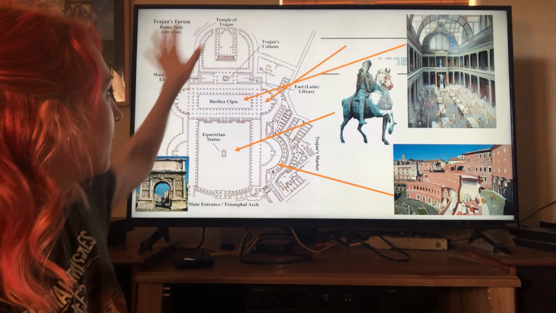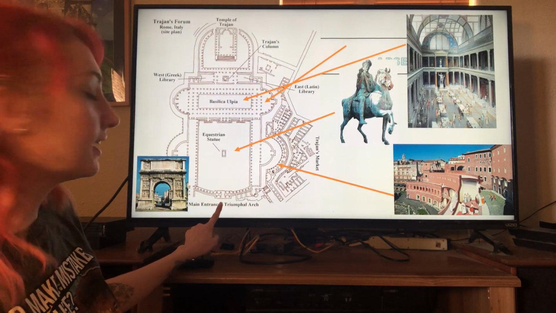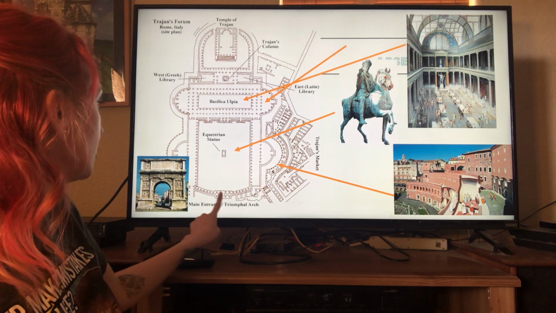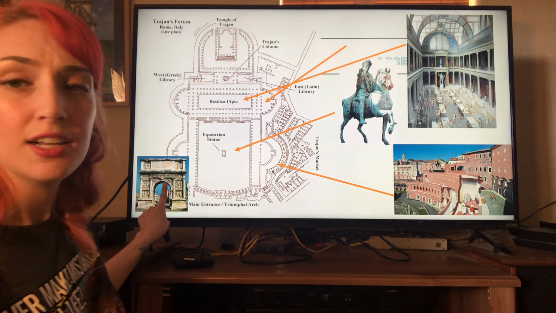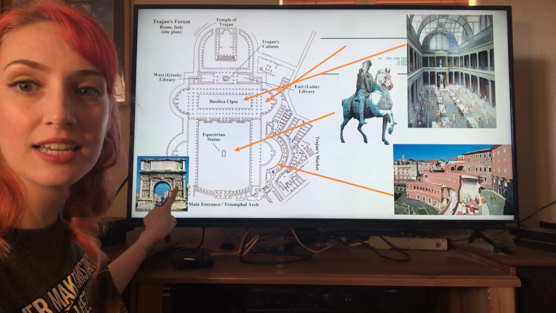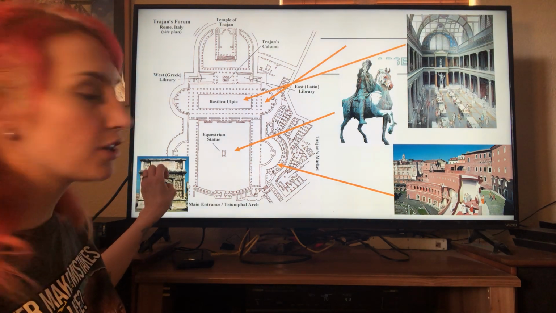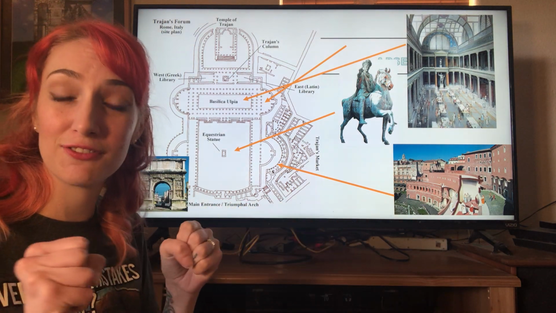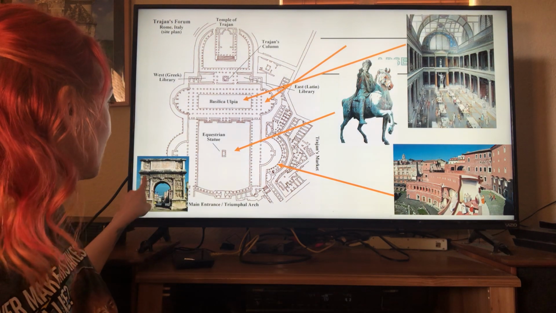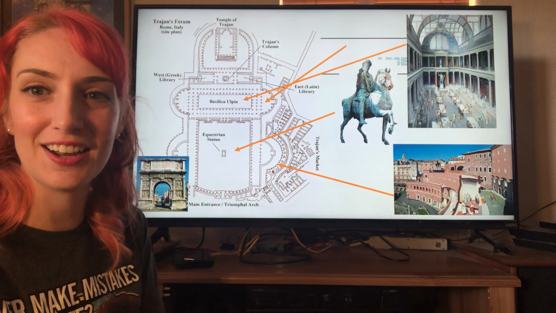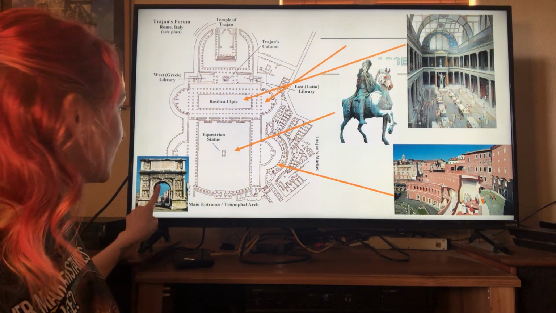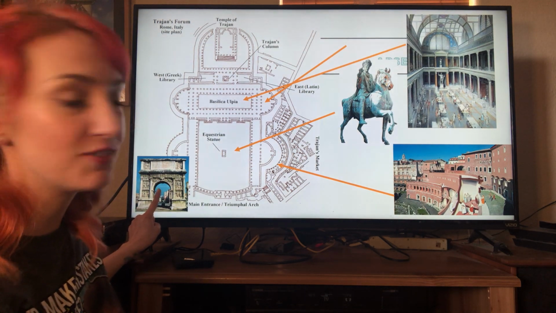So let's talk about the layout. You'd start here as a viewer at the bottom. You'd enter through this archway. We see some spolia in this archway, stones and relief carvings taken from actually conquered territories and glued together as an honor to the military victories of Imperial Rome, but specifically Trajan.